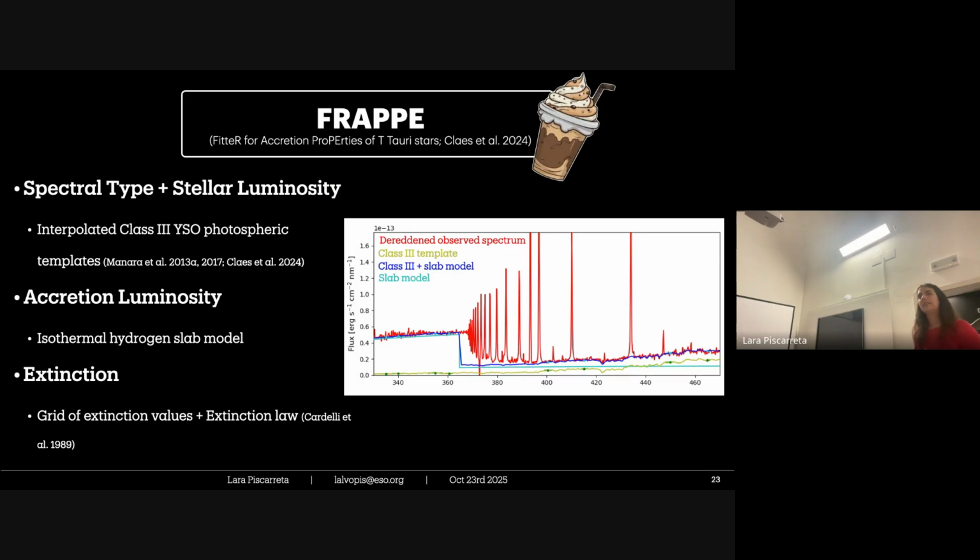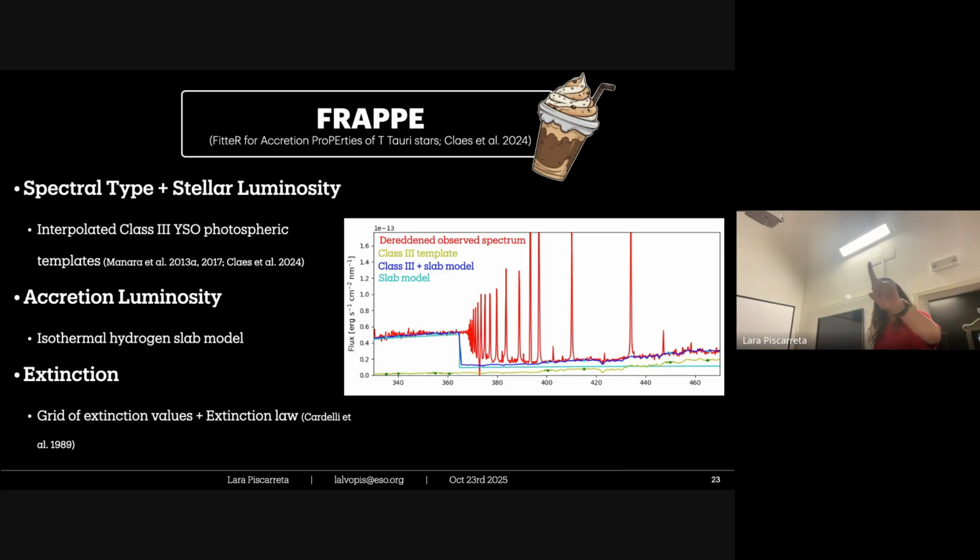And the idea here is to basically, in a self-consistent way, get stellar properties, accretion properties, and extinction estimates. To model the photospheric emission, we use a set of interpolated Class III YSO photospheric templates, and Class III because we expect them to be non-accreting. So basically, they don't have the accretion contribution. They can very well characterize the photospheric emission. For the accretion contribution, we use a set of isothermal hydrogen slab models, and extinction is just taken as a free parameter in this fitting procedure.